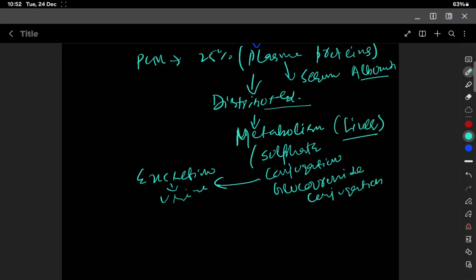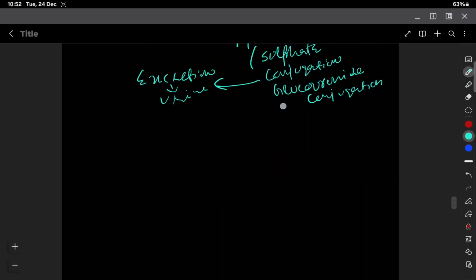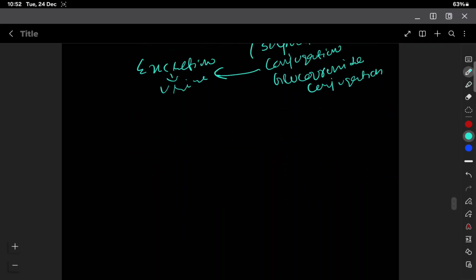So now this was about pharmacokinetics and pharmacodynamics. If you have understood this, then you can go ahead with some further terms. For example, I am taking some important terms which are important in pharmacology. So the first term is pharmacotherapeutics.